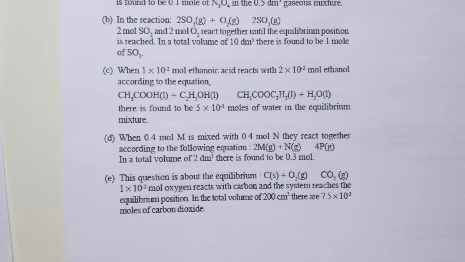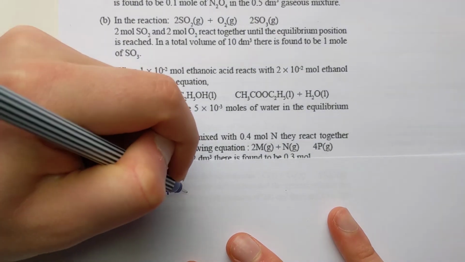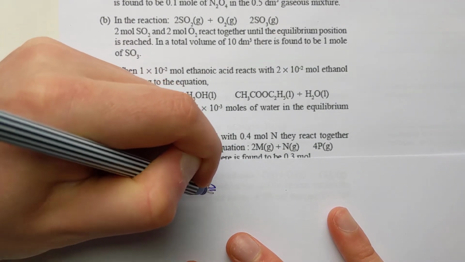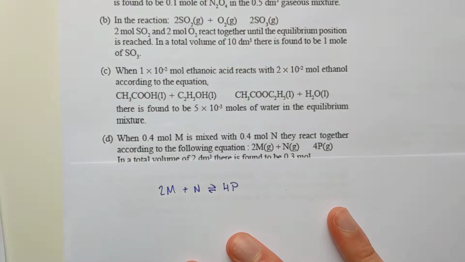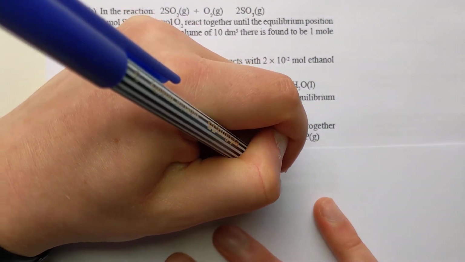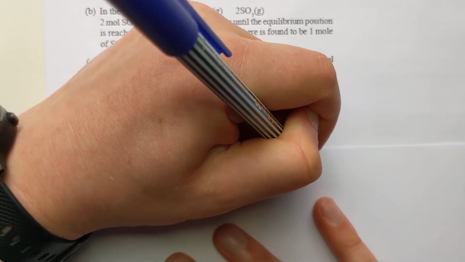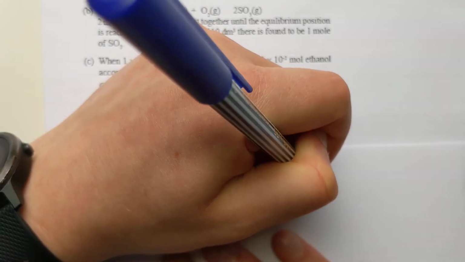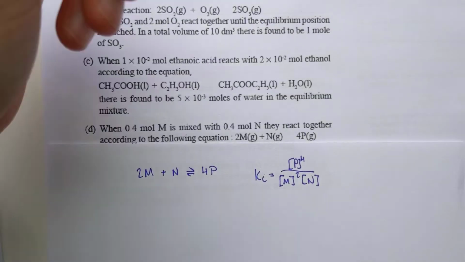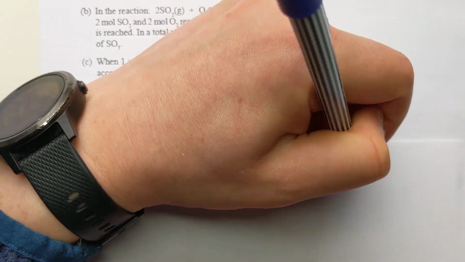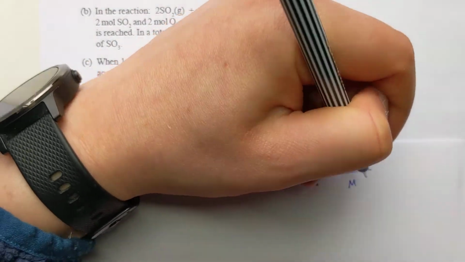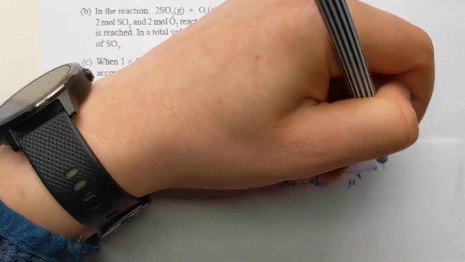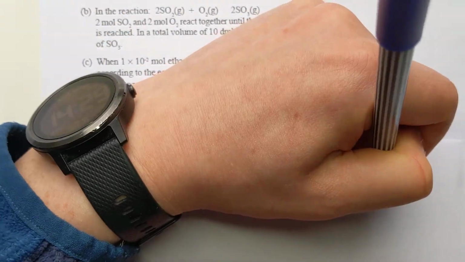On to part D, so we're now into imaginary reactions between M, N and P. If I just look at my equilibrium expression, 2M is reacting with N to go to 4P. The Kc expression will just be the concentration of P to the 4, times by the concentration of M squared, times by the concentration of N. So units might be tricky here: it's moles per decimeter cubed to the 4, over moles per decimeter cubed to the 3. So this cancels out nicely, and that's just moles per decimeter cubed.